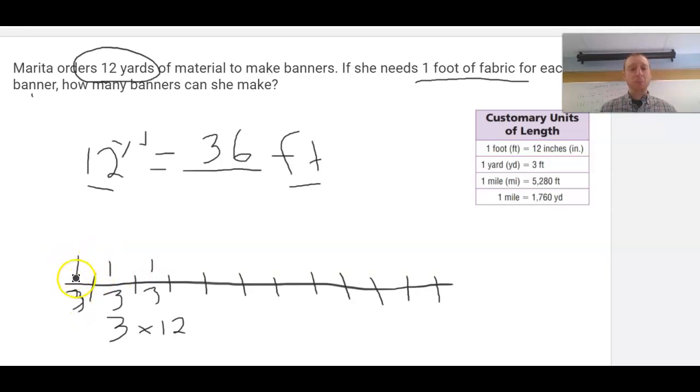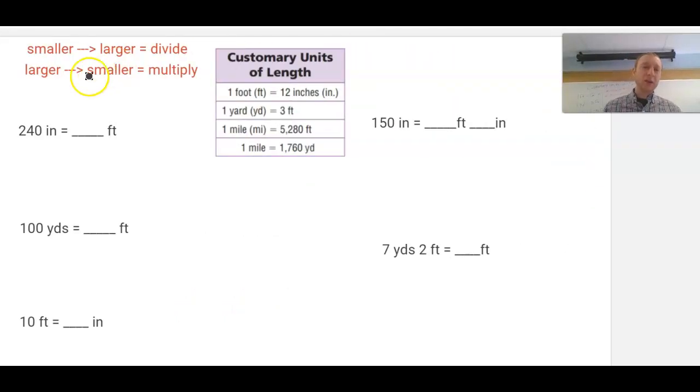We're going from a big unit of yards, trying to convert into a small unit, right? So we're breaking it up into smaller pieces, and then we're going to multiply it, okay? Let's look at a couple more examples. So here's the hint, right? If we go from a small unit to a large unit, we divide. If we go from a large unit to a small unit, we multiply.